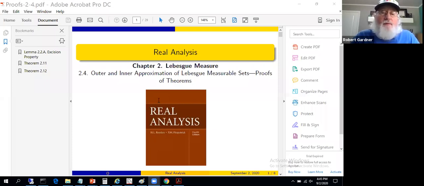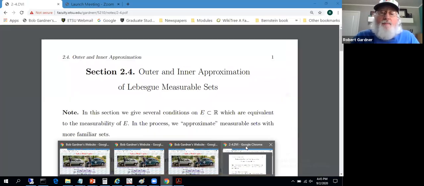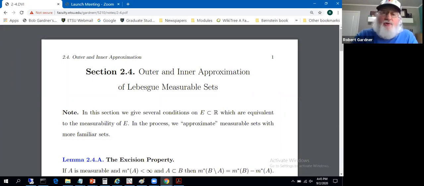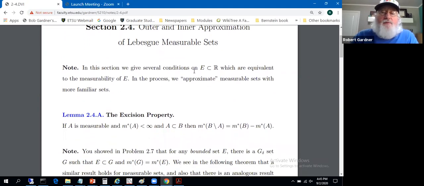Next, we'll give some classifications of measurable sets. And there we go, section 2.4, outer and inner approximation of Lebesgue measurable sets. So the plan is to give conditions that are equivalent to a subset of the real numbers, set E, being measurable.